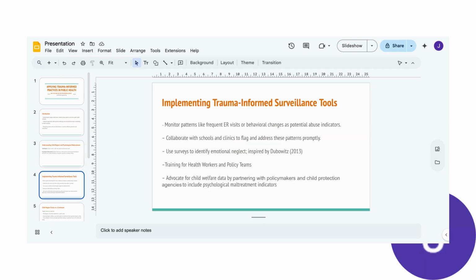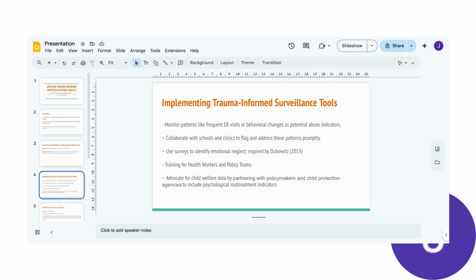In my future role as an epidemiologist, I would develop trauma informed surveillance tools. My first strategy is to develop screening tools that schools and pediatric clinics can use to detect signs of emotional neglect. This course has opened my eyes to how emotional and psychological forms of abuse often go unrecognized. We can do this by monitoring patterns like frequent ER visits or behavioral changes as potential abuse indicators. We could also collaborate with schools and clinics to flag and address these patterns promptly.